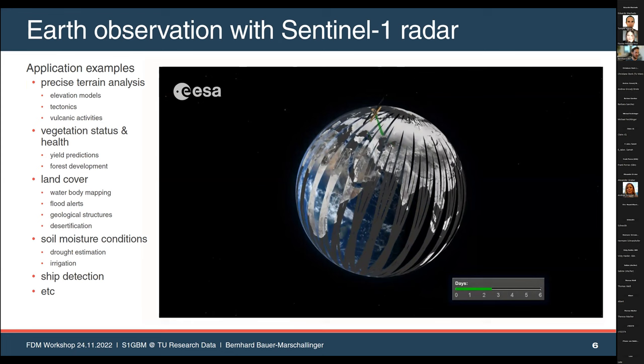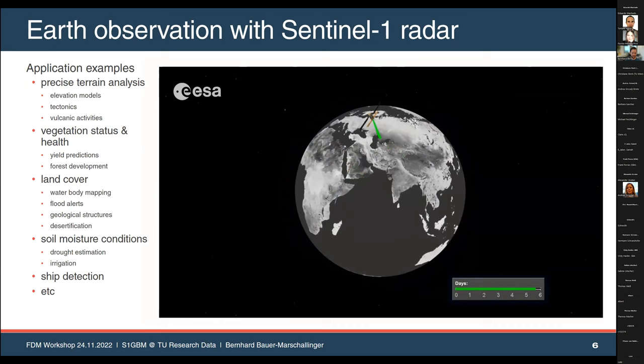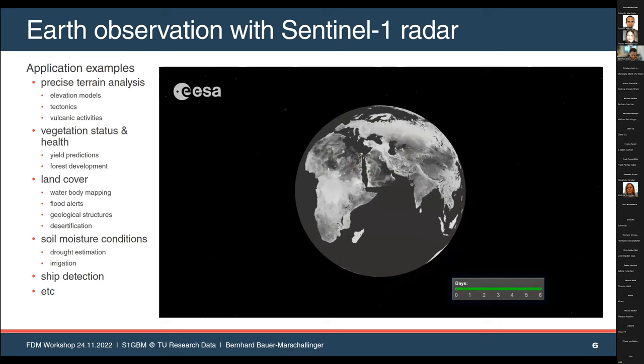Examples for the application of this data. For one, there's this Poseidon's terrain analysis. You can do elevation models, monitor volcanic and tectonic activities. Then vegetation status and health. So we can do yield predictions and map the forest developments. For example, rainforest cutting down can be measured quite well with this system. Land cover is a big topic. So water body mapping and flood alerts. So water that's not supposed to be there, it's a big issue.